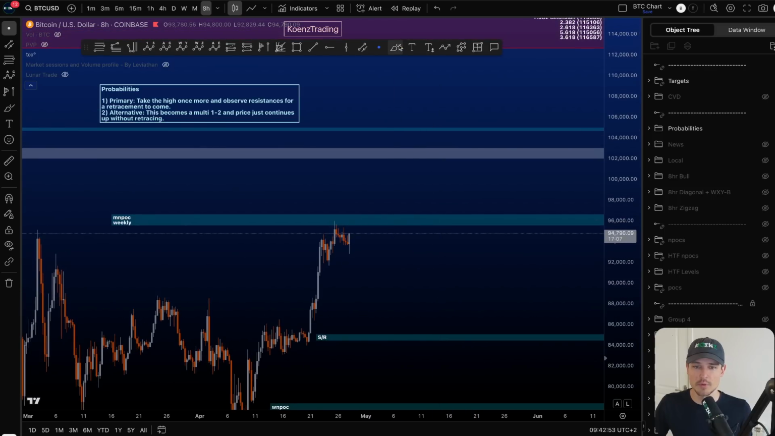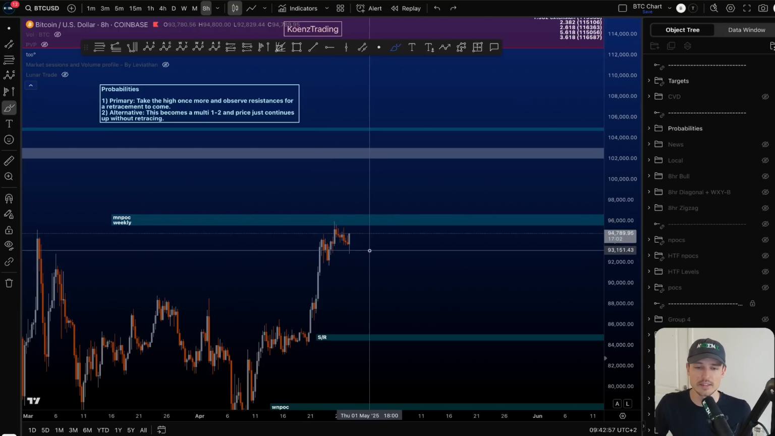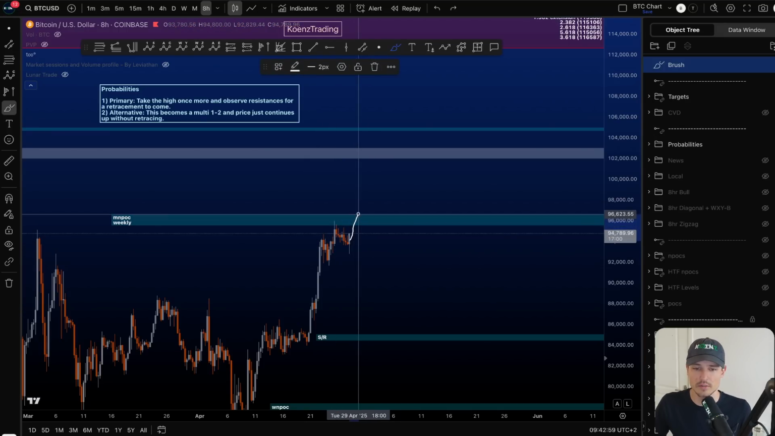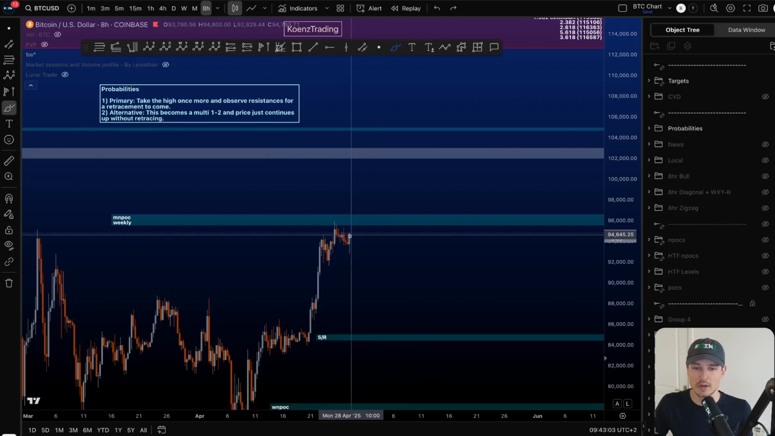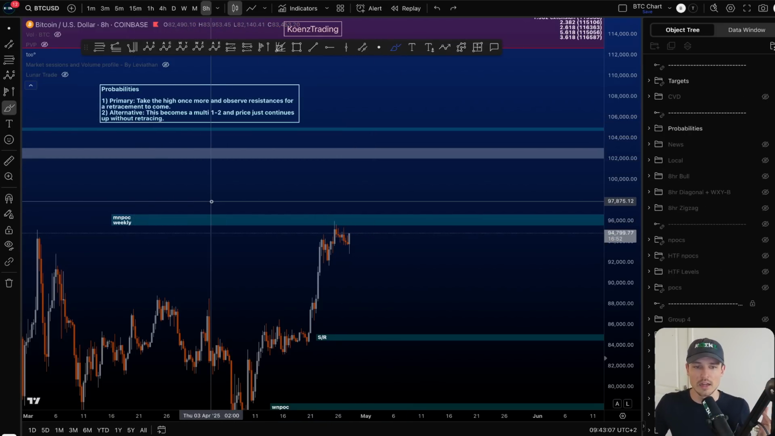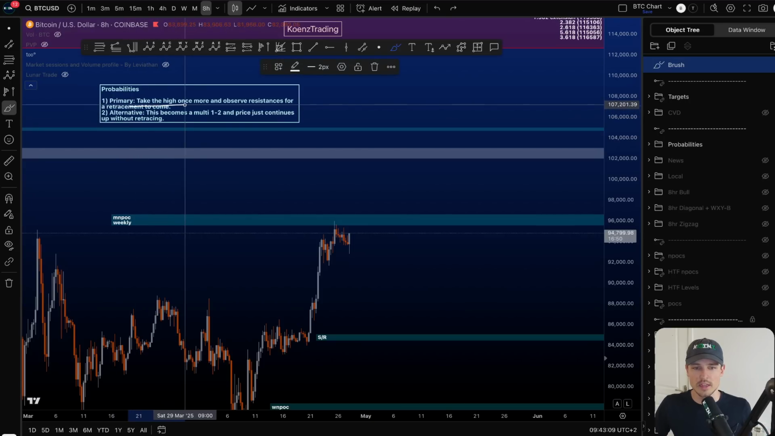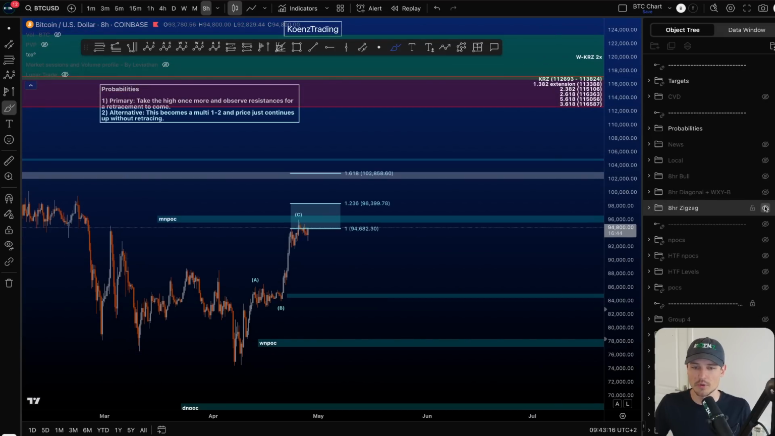With regards to the probabilities higher locally to take out the high over here, that's something that I am looking for. Either immediately look for the areas of resistance, of course, that I covered, or a bigger corrective structure. Conclusion is the same, so it doesn't matter. And there it stands. Take the high one more time. Observe resistances for a retracement to come. That is at the moment the highest probability.